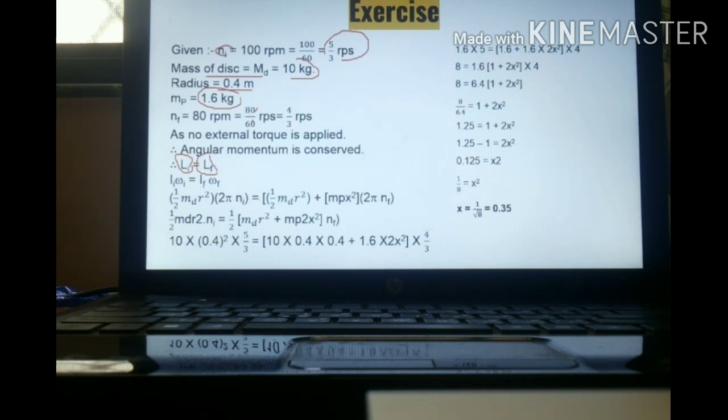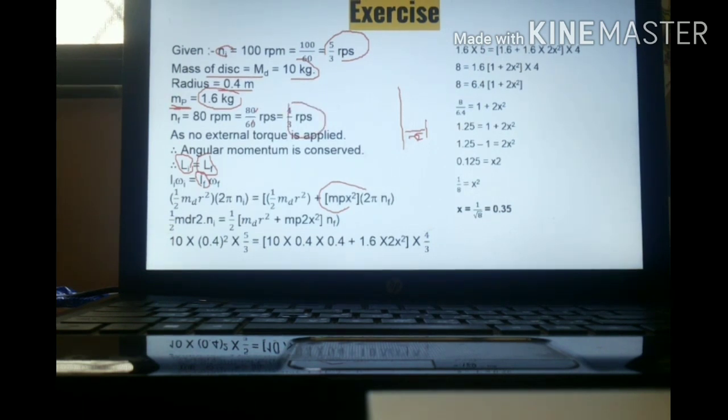Over here, again, the moment of inertia after falling is the moment of inertia of the disc which is rotating, but we also have to consider the clay which has fallen. Its mass has also to be considered. So mp is the mass of the clay which has fallen, that is 1.6, and its distance from the axis of rotation was x, so x square into 2 pi nf. Nf means, after the clay has fallen, its speed has reduced, that is denoted nf.